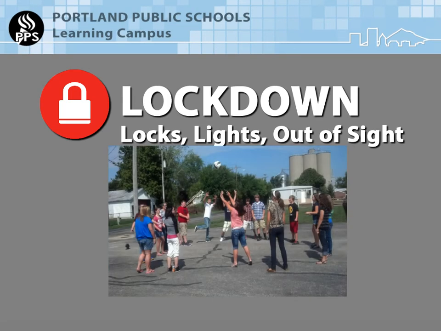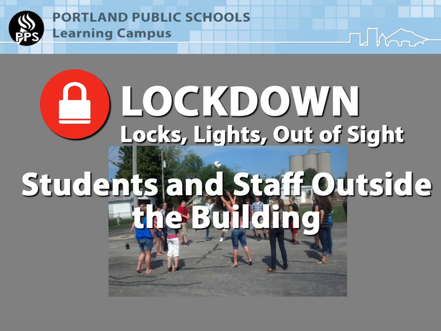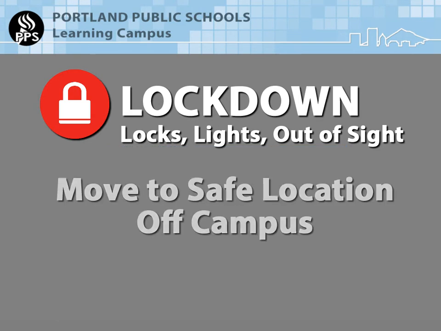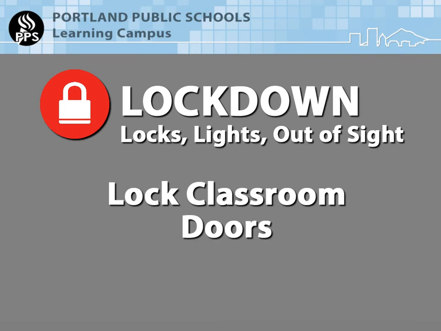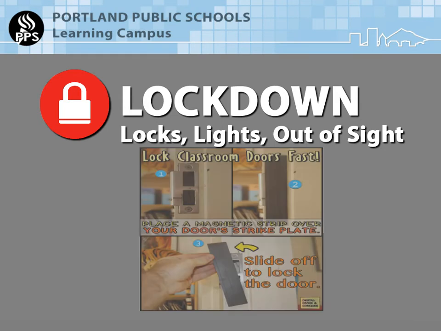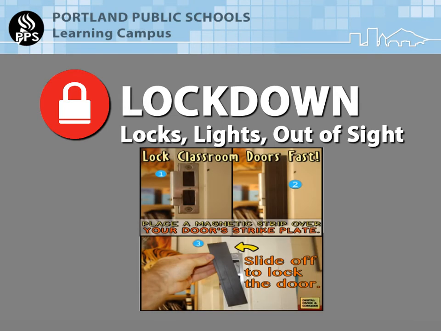Now let's discuss. If students and staff are outside the building when a lockdown is activated, they should not return to the building, but should move to a safe location off campus and wait for help. It is a recommendation that classroom doors remain locked during instruction time and either propped open or use a magnet strip to cover the door strike plate. If a lockdown is called, quick removal of the magnet will secure the door.